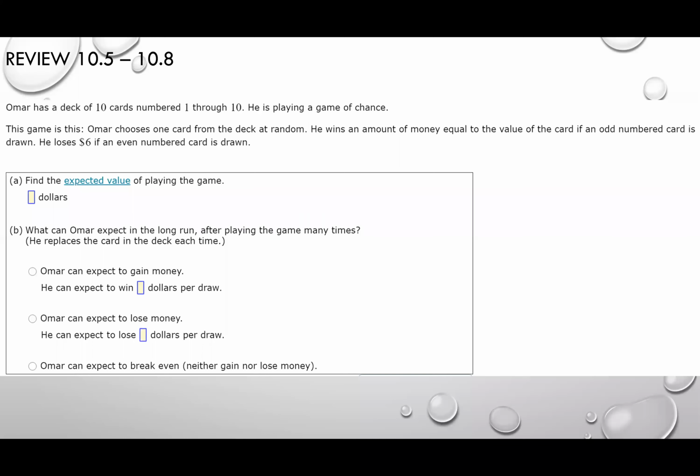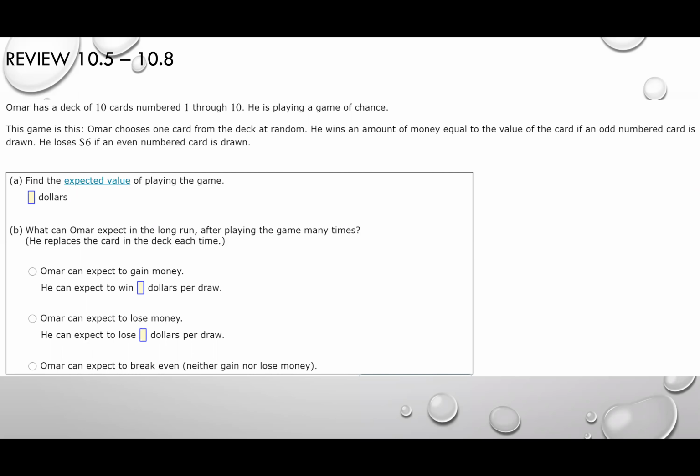So again, if he draws a 1, he will win $1. If he draws a 3, he wins $3. If he draws a 5, he wins $5. If he draws a 7, he wins $7. If he draws a 9, he wins $9. So that's the rule of this game. If he draws an odd number, he will win the amount corresponding to that number. If he draws an even number, he will lose.